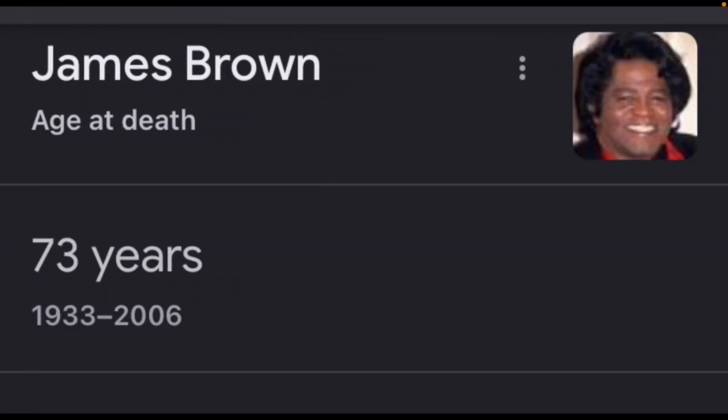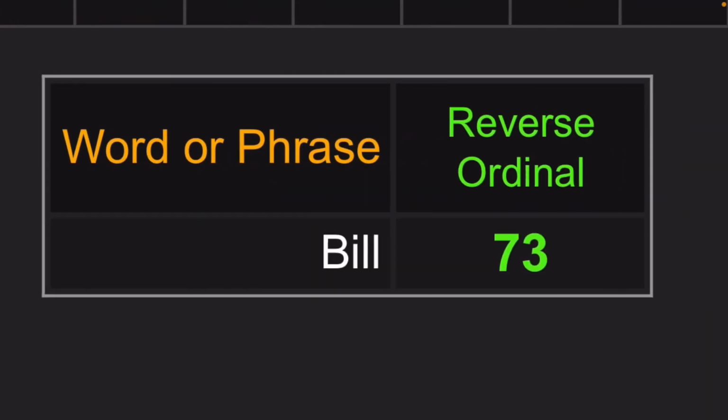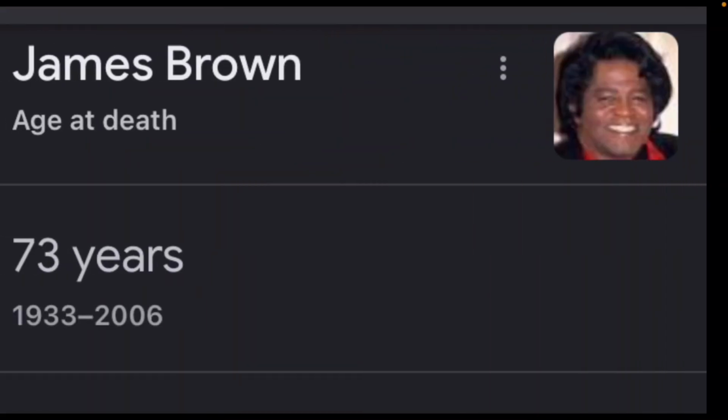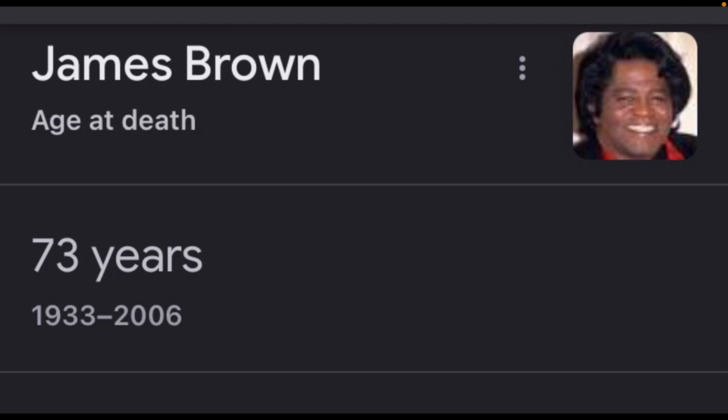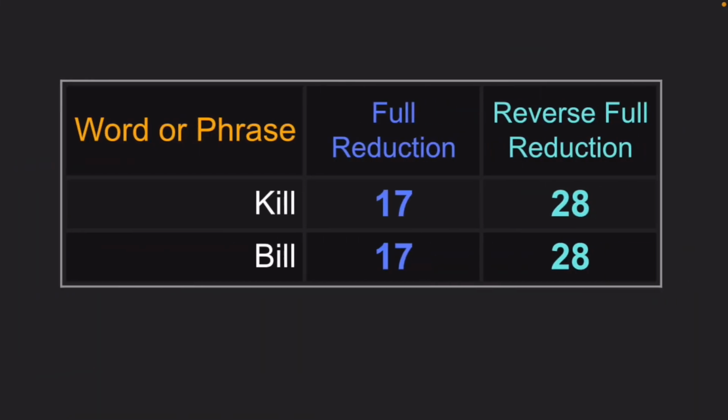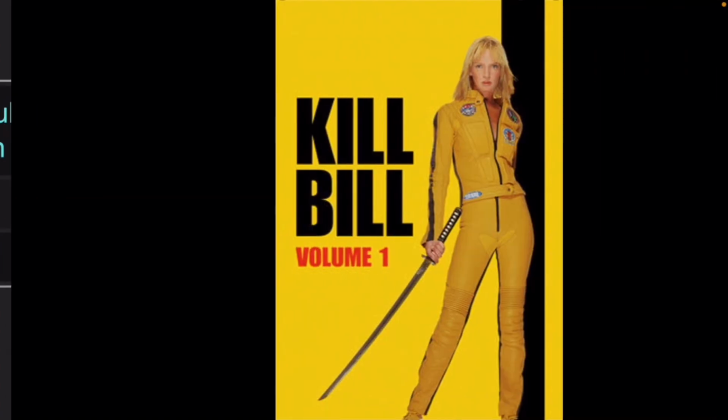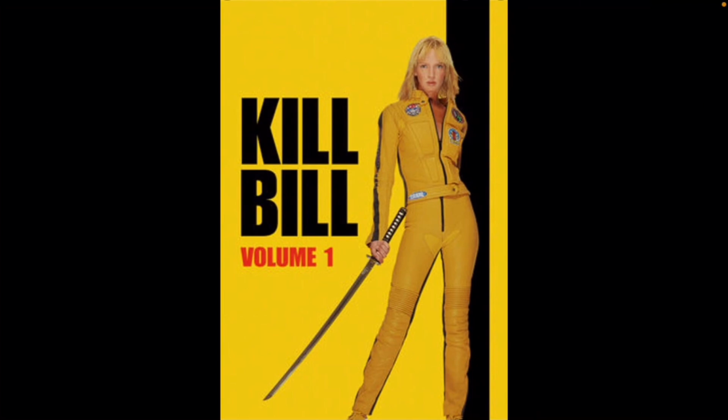Alright, so now let's move on to the next connection, which is the fact that James Brown faked his death at age 73. And Kodak Black's new name is Bill Capri. So Bill equals 73. So isn't it kind of crazy that it connects to James Brown's age of death? And also I noticed that Kill and Bill have the same gematria. So that's probably why they made this movie, Kill Bill.